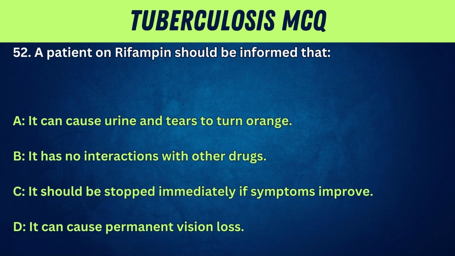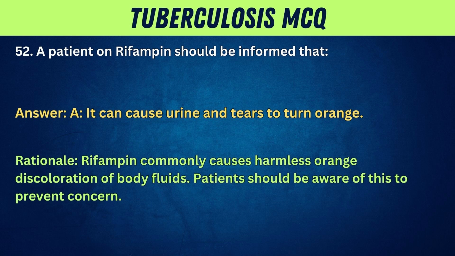52. A patient on rifampin should be informed that: A. It can cause urine and tears to turn orange. B. It has no interactions with other drugs. C. It should be stopped immediately if symptoms improve. D. It can cause permanent vision loss. Answer: A. It can cause urine and tears to turn orange. Rationale: rifampin commonly causes harmless orange discoloration of body fluids. Patients should be aware of this to prevent concern.